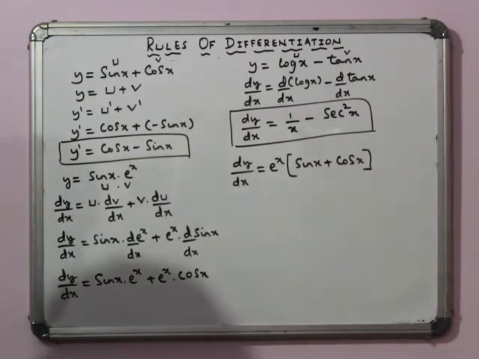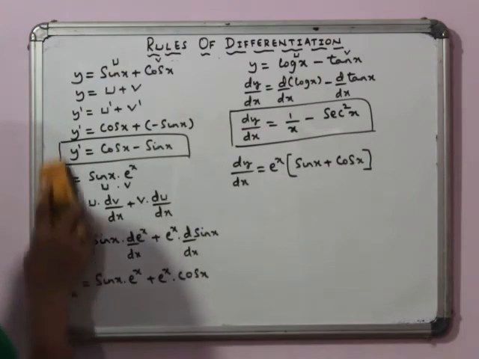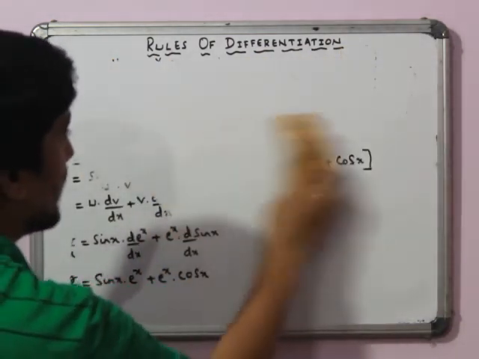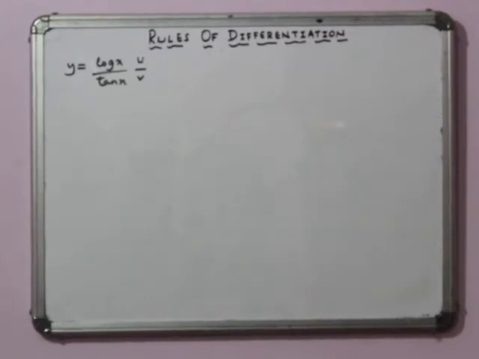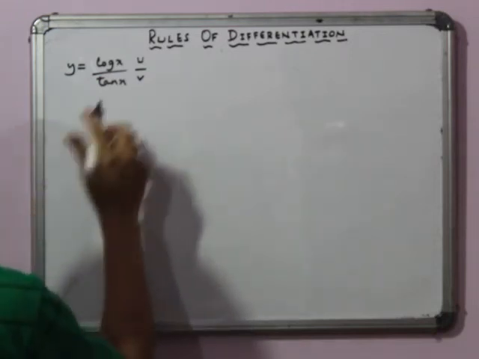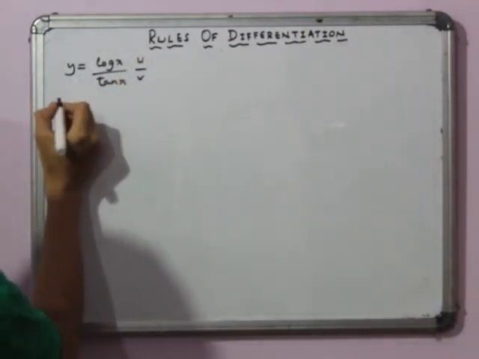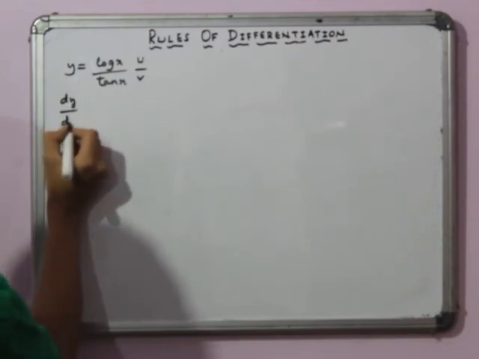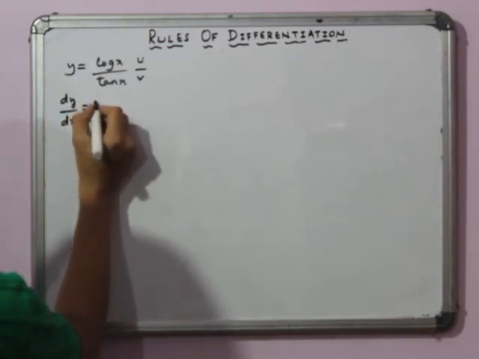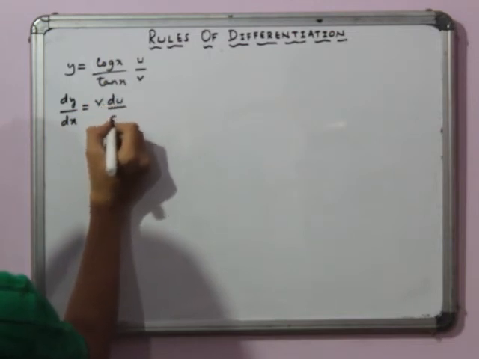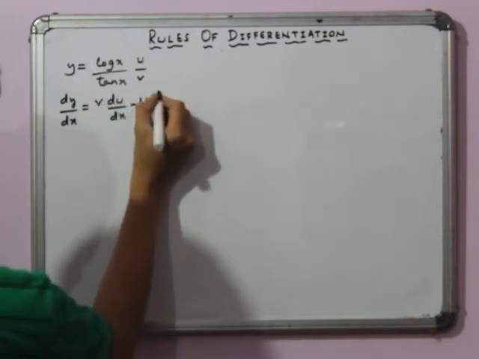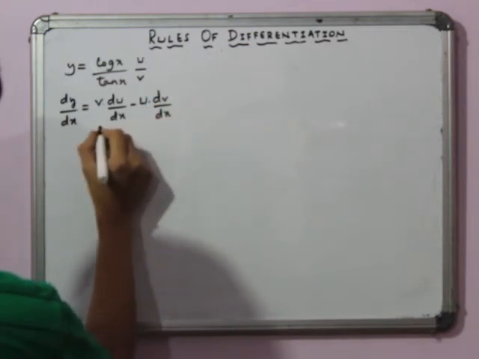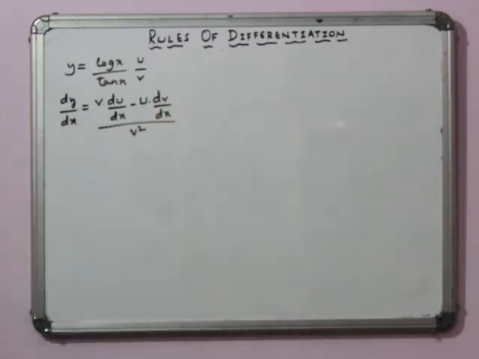So let us move on. We will solve one more example. Okay, next one we'll solve, that is for quotient rule. Y is equal to log x by tan x. This is of the form u by v. So you remember the quotient rule formula, we have already discussed it. Dy by dx equals v into du by dx minus u into dv by dx, by v square.